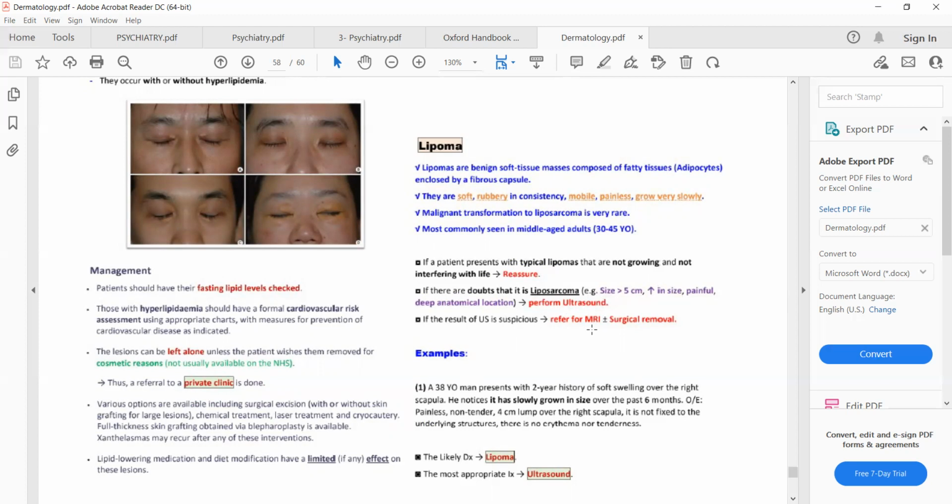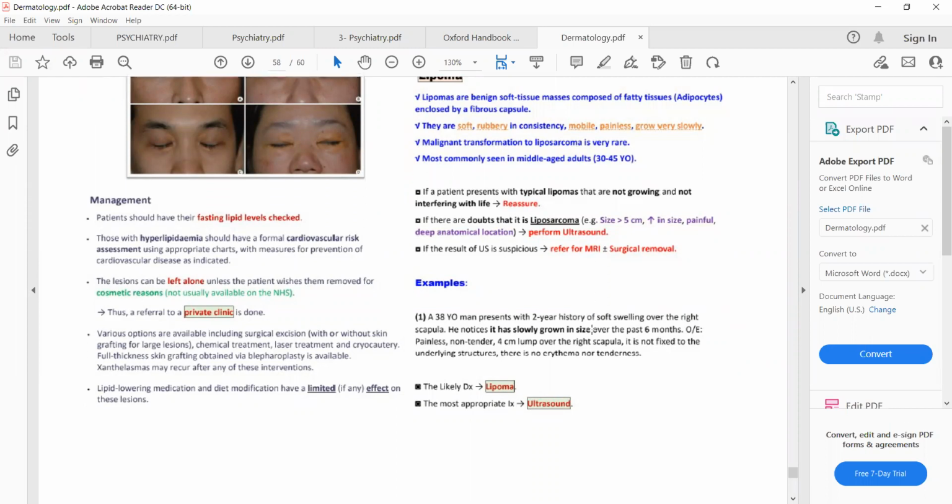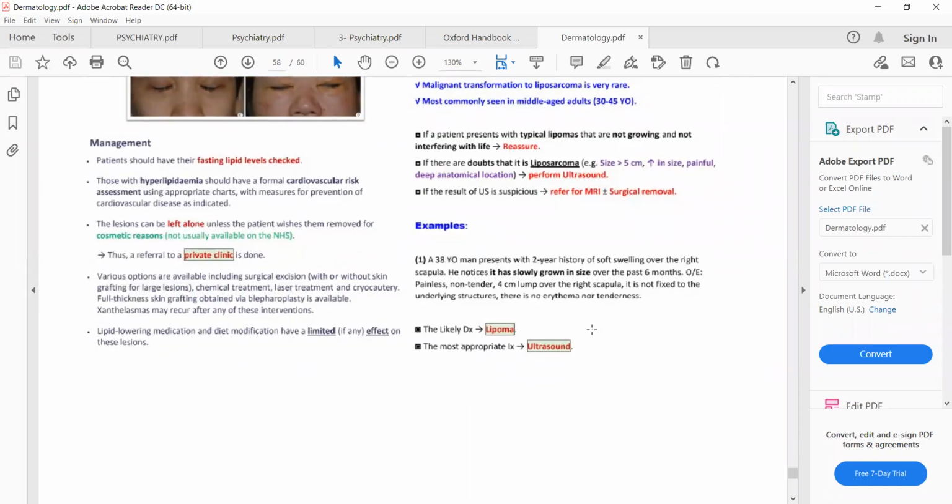and surgical removal. For example, a 38-year-old man presents with a 2-year history of swelling over the right scapula. He notices it has been slowly growing in size over the past 6 months. On examination, there is a painless, non-tender 4 centimeter lump over the right scapula. It is not fixed to the underlying structures. There's no erythema, no tenderness. So it's most likely lipoma. And the most appropriate investigation is to do an ultrasound to see if there are any suspicious features of liposarcoma.